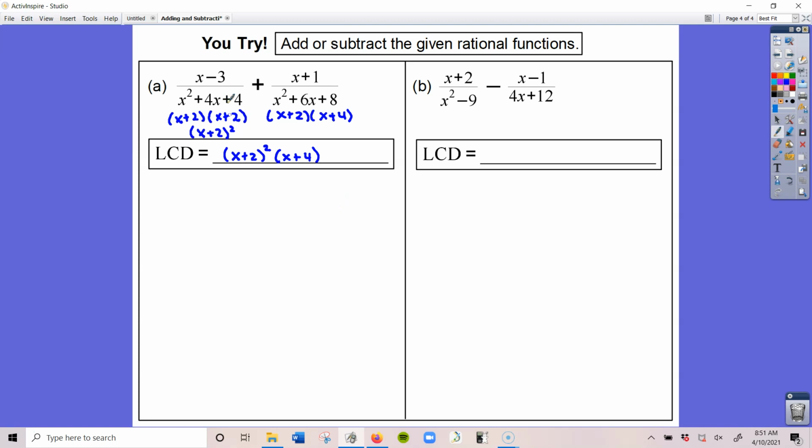Now let's get ready to rewrite these fractions so that we can add. Remembering that we're going to use the factored version, and I'm going to use this one here, the x plus 2 squared. So we have x minus 3 over x plus 2 squared. And I'm going to multiply by the missing factor of my LCD. We have the x plus 2 squared. We're missing the x plus 4. So I'm going to multiply by x plus 4.